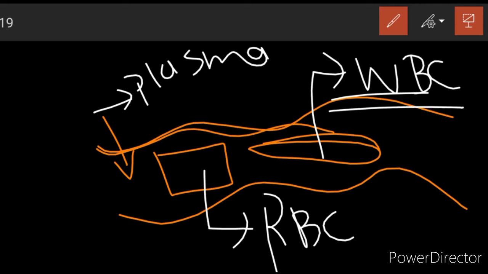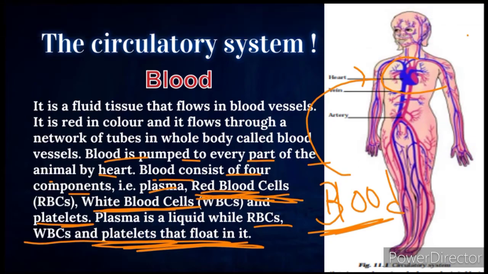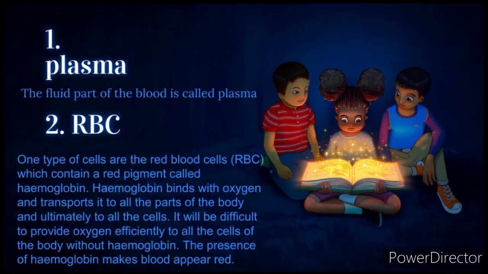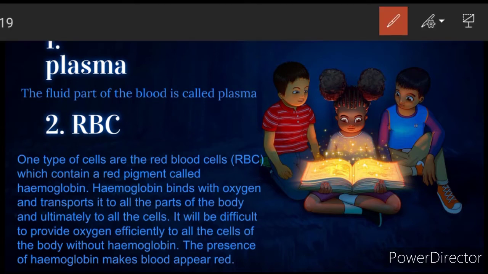Let's take fishes as platelets. They are floating above it. Are you guys clear with this? Now let us move on to the next portion, learning about each of them in even more detail. So plasma, what exactly is it? The fluid part of the blood is called plasma. In your blood, the liquid part that you have is known as plasma.